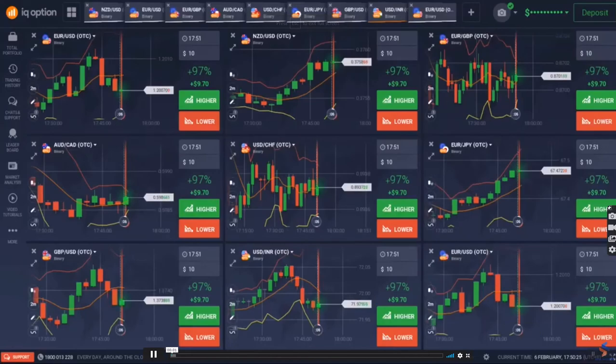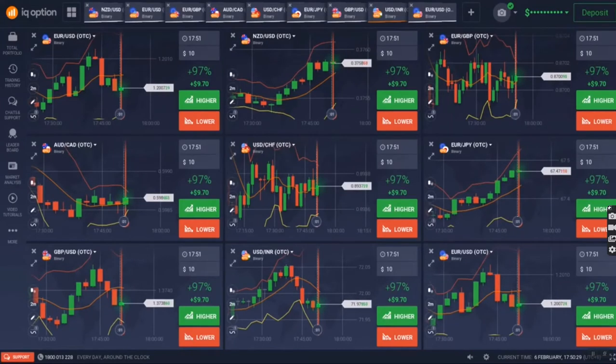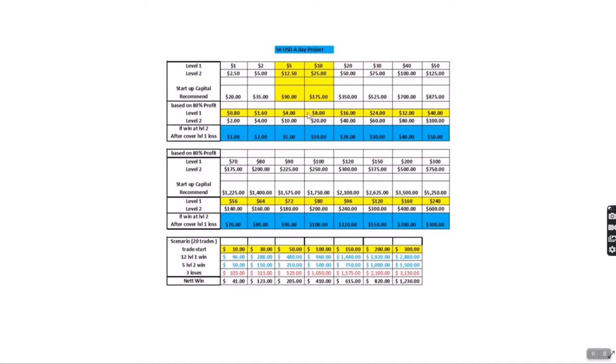Okay guys, welcome back. We are going to go through the start amount as well as the recommended size of account. So I came up with this small table for your reference. Firstly, how to read this table: this is the recommended amount for your first trade. Startup capital recommended is over here.